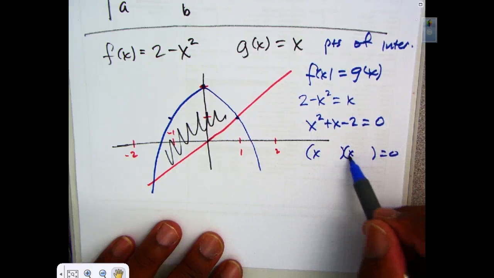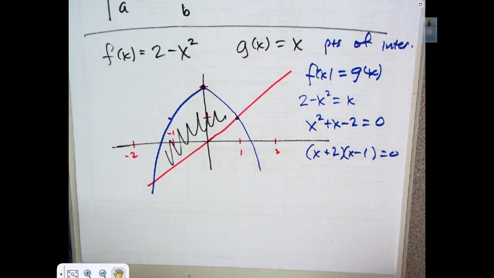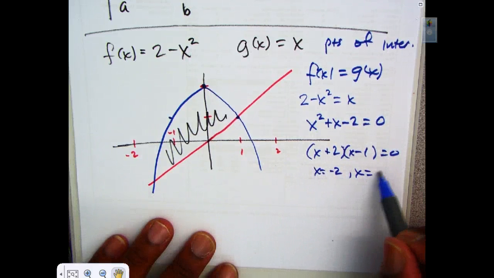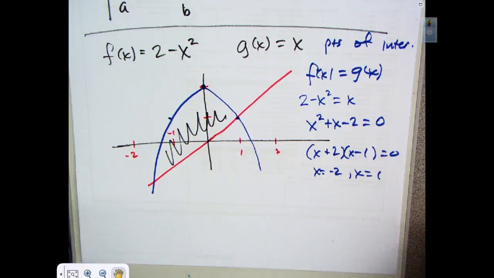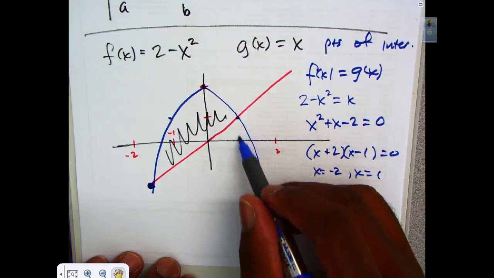So x, and it looks like, is it a plus 2 and a minus 1? Is that okay? Okay, so x equals negative 2, and x equals 1. So those are your points of intersection, at negative 2 and at 1.